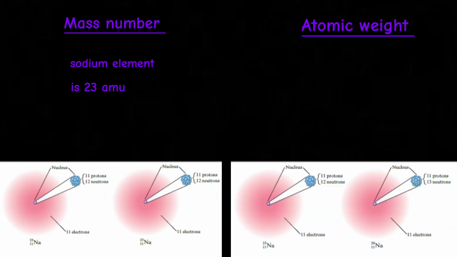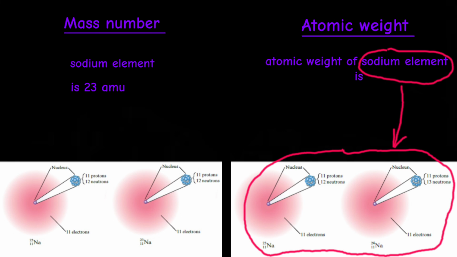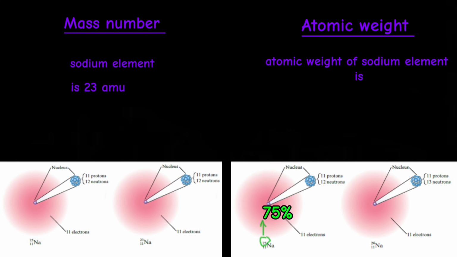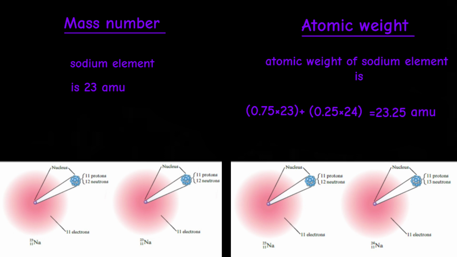However, for the atomic weight explanation, suppose that naturally occurring sodium is composed of 75% of 23Na and 25% of 24Na. The masses of these isotopes are 23 AMU and 24 AMU, making the atomic weight of sodium 0.75 multiplied by 23 AMU plus 0.25 multiplied by 24 AMU, equal to 23.25 AMU.